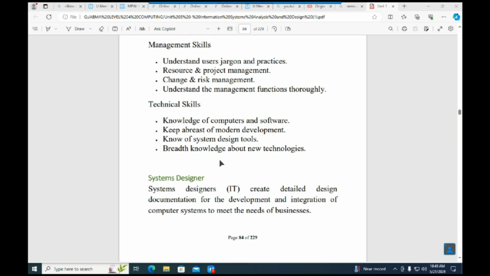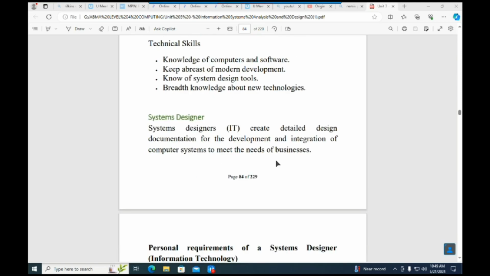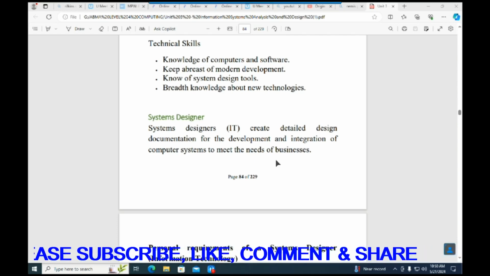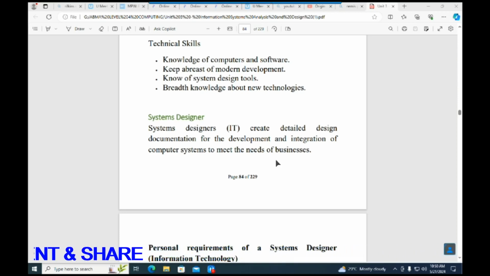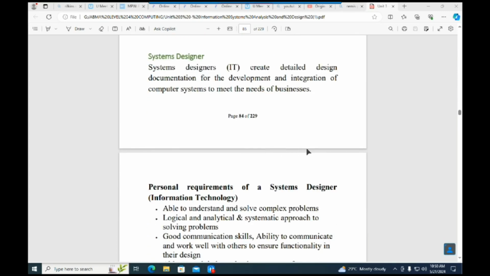So when you look at the technical skills, as a system analyst, you should have knowledge of computers and software. You should be abreast of the modern development, and you should also know of tools that are used in system designing. So you should have a knowledge of what tools are used in system designing, as well as how they are used in the designing process. Also, the system analyst needs to have knowledge about new technologies. So that's it about the system analyst.